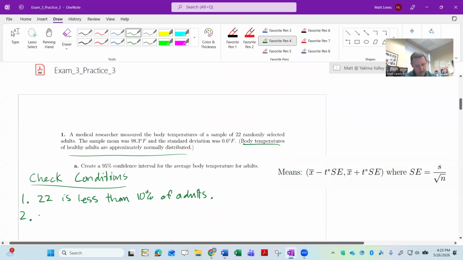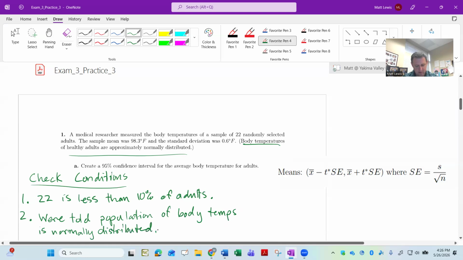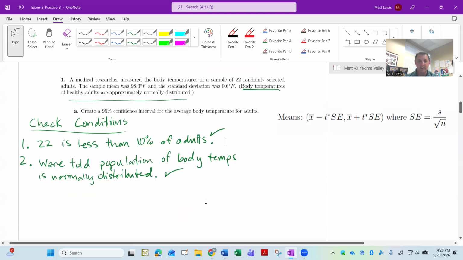So we could just say this. We were told the population of body temperatures is normally distributed. So neither one of these are controversial at all. Didn't have to think about either of them too hard, but we need to take a moment just to check those conditions. Okay, so now we can go to the calculations, right?